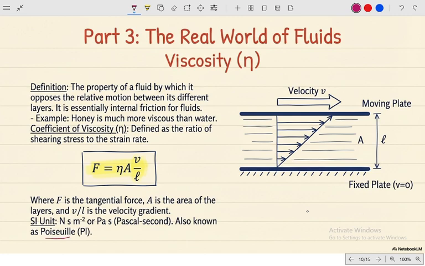You can see here how you define viscosity: the property of a fluid by which it opposes the relative motion between its different layers, essentially internal friction of fluids. Honey is much more viscous than water. The coefficient of viscosity, eta, is defined as the ratio of shearing stress to the strain rate. So in this way you can find the definition of viscosity, right? Here you see this is a fixed plate, v is equal to 0, right? This is the moving plate, and you can see this is the velocity. In this way you can define viscosity.